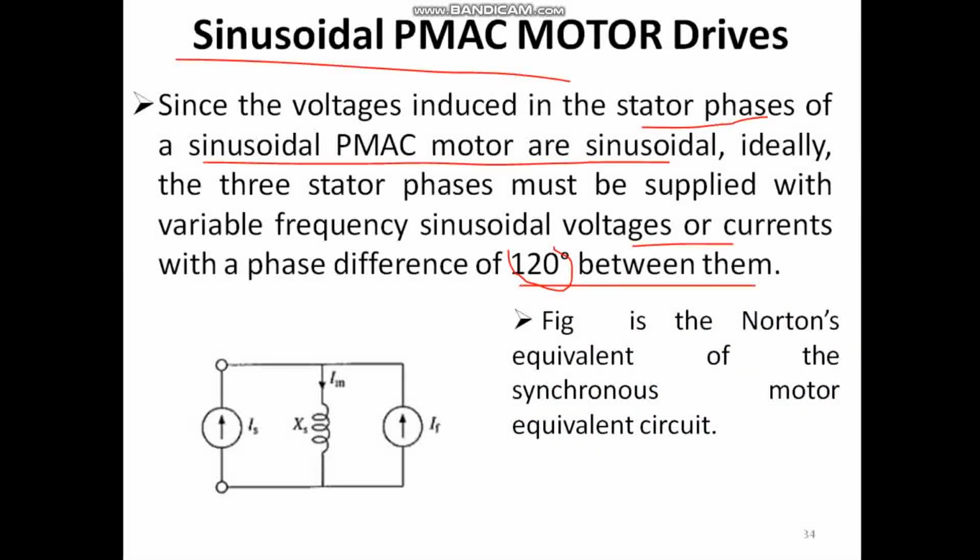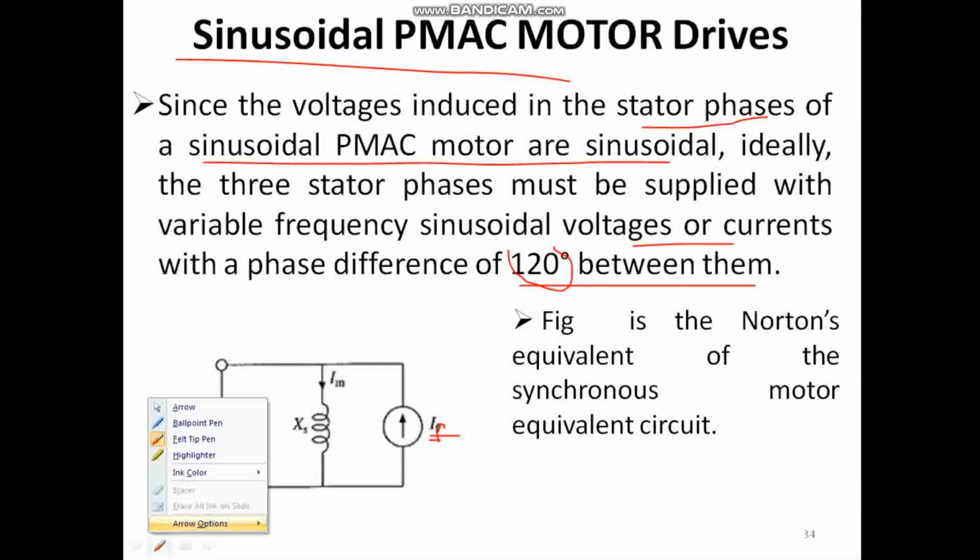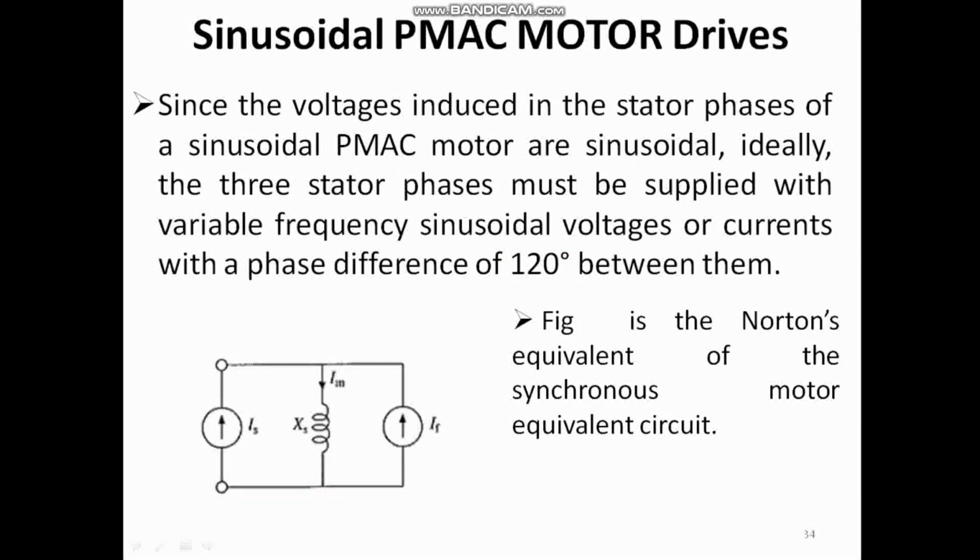If I want to write the equation for this now, Is is the source current. Let me say this is my If, be careful, it's not visible here much, but this is If, and Im is your motor current. Now what I write: If equal to E divided by jXs. How have I written this?